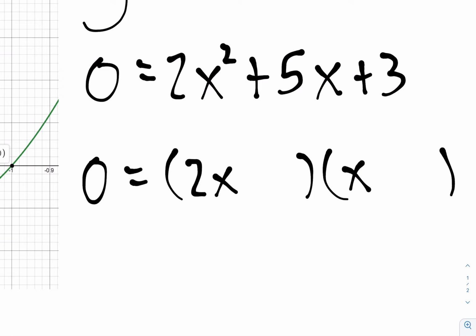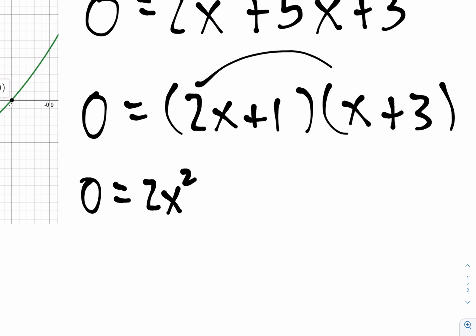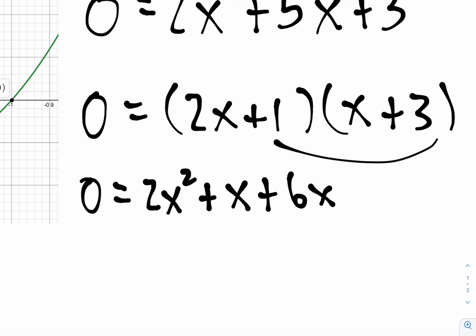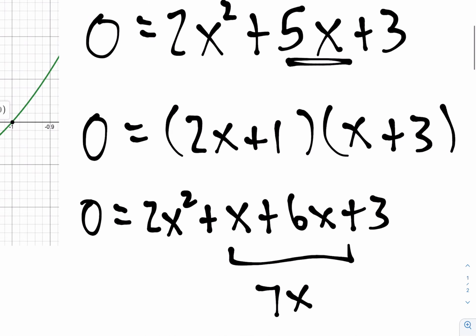So let's try doing +1 and +3. Those multiply to +3, right? So if we expanded this out, we would get 0 equals 2x squared, 2x times x, plus this 1 times x, so plus x, 2x times 3, so that's going to be plus 6x, and then 1 times 3, that's going to be plus 3. If we bring these two together, we're going to get 7x, and that's not what we had in our original equation. We had 5x.